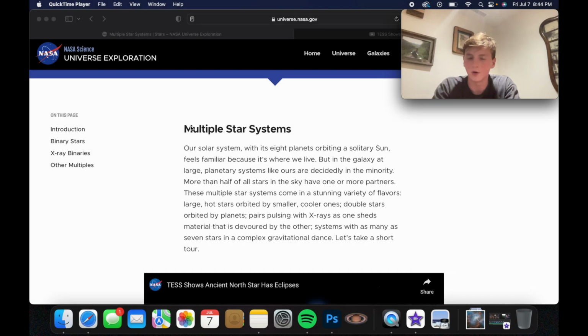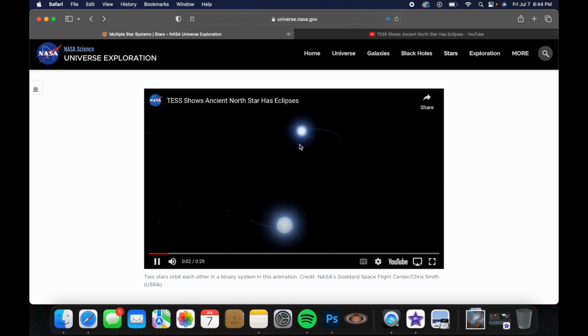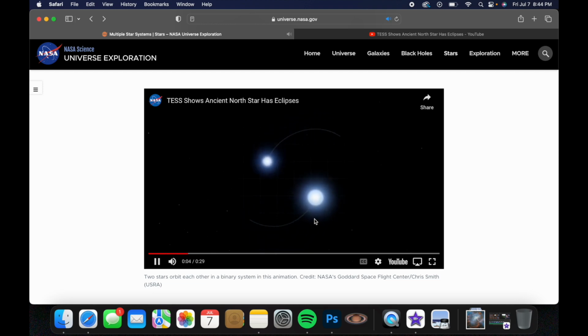For those of you who don't know, most of the stars that we see in the sky aren't by themselves. Like, the sun is by itself, the nearest star is like 4 light years away. But most stars are actually made of multiple stars orbiting around each other fairly closely. And you could see in this NASA website what that would look like if you were there. You could see how they kind of orbit around each other like that.